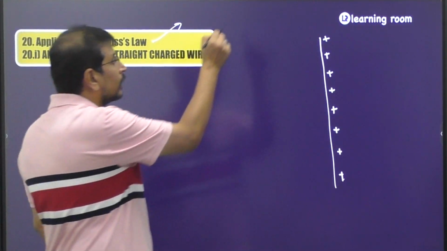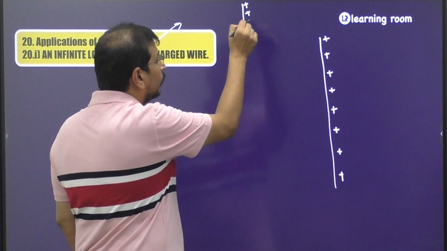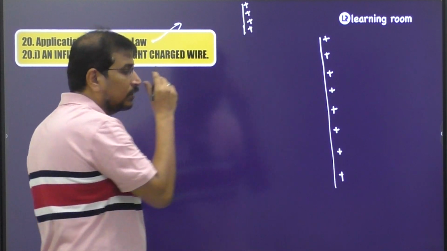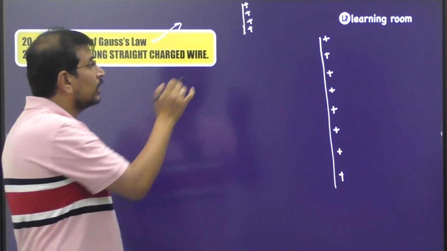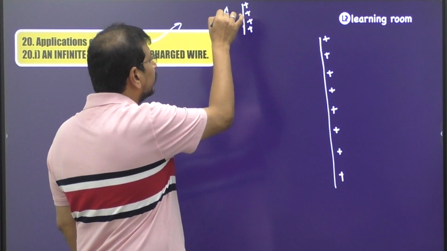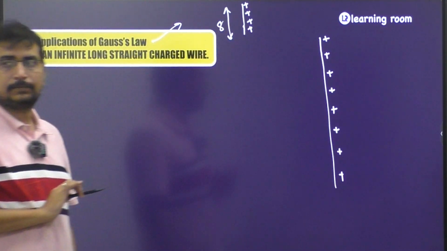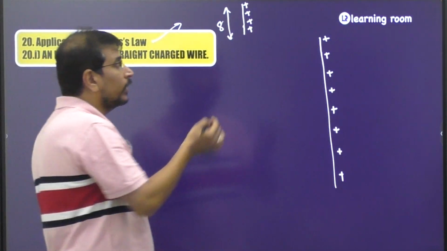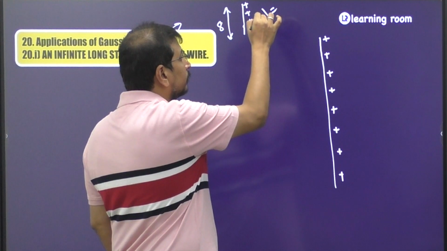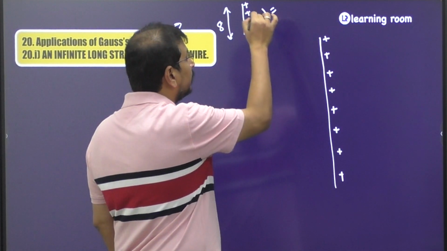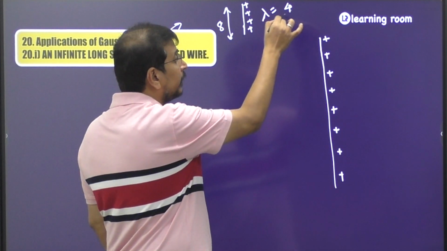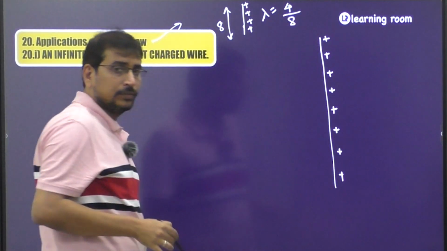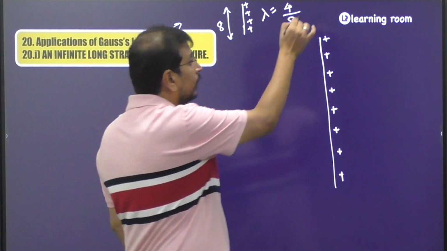Listen, suppose I take a wire like this, 1, 2, 3, 4, for instance, there are 4 point charges summing up to give you the total charge, and let's say the length of it is, for instance, 8 units. Then what will you write the value of lambda as? Lambda will be written as 4 units divided by 8 units. So the lambda value is going to be half.